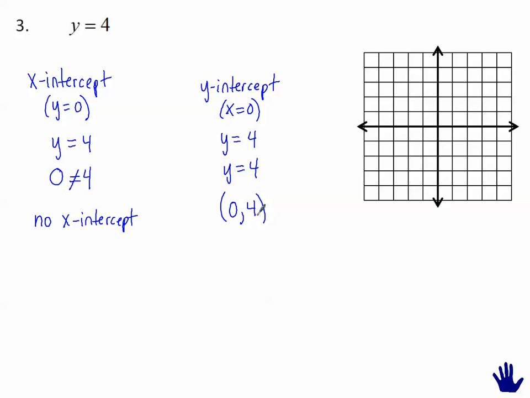Now we can go to our graph. The x-intercept, there is none. The y-intercept is 0, 4. 1, 2, 3, 4. Now remember, there's no x-intercept, so the graph does not ever cross the x-axis. So I can't make it come down. I can't make it go this way. It can never touch the x-axis, which means it has to go across. It has to be constant. It has to be horizontal.